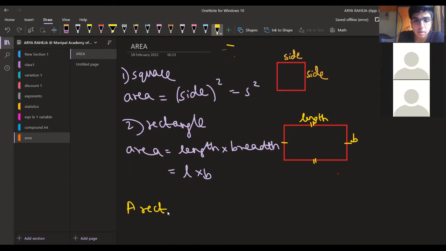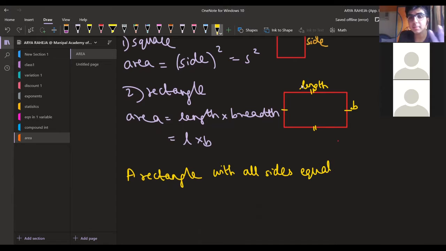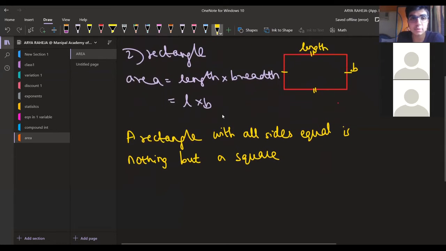Sir, please repeat? Yeah, I'm writing this down. A rectangle with all sides equal. देखो rectangle technically वो होता है जिसमें length दोनों equal होते हैं और breadth equal है. तो if suppose एक case हो गया जिसमें rectangle के all sides equal, a rectangle with all sides equal is nothing but a square. है ना? अगर length and breadth दोनों equal हो गए rectangle में तो वो square ही बन जाएगा ना.